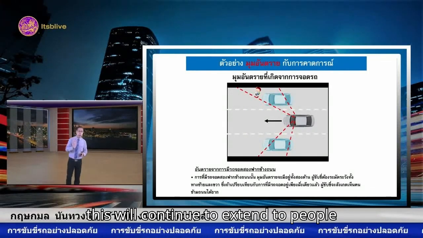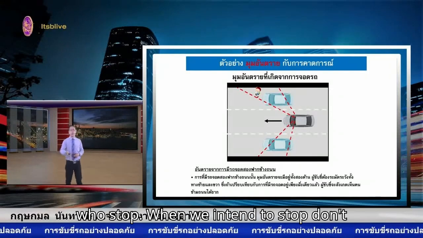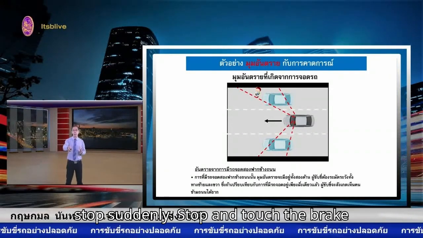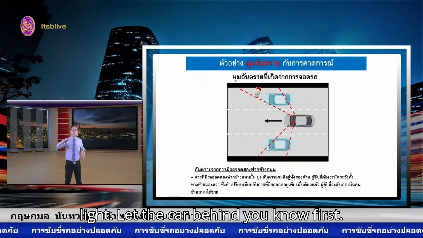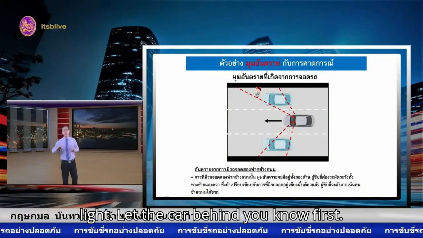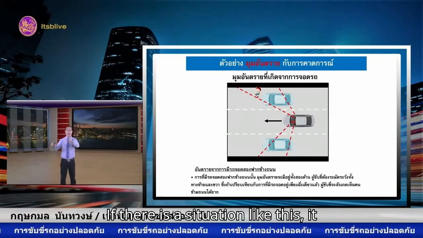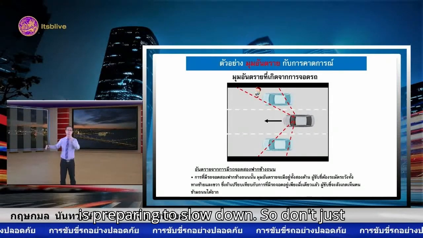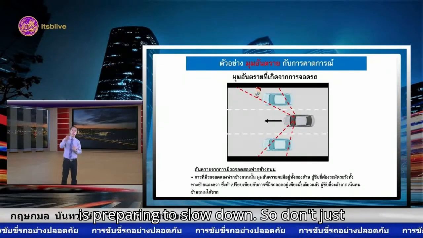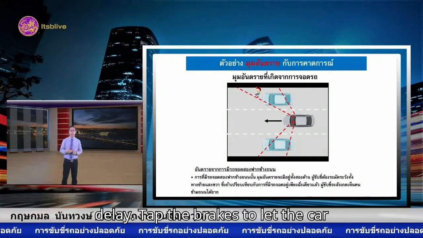Therefore, when we stop, this will continue to extend to the people who stop. When we intend to stop, don't stop suddenly. Tap the brake light. Let the car behind you know first. If there is a situation like this, it means that the car on the left and right is preparing to slow down. So don't just delay. Tap the brakes to let the car behind you know.